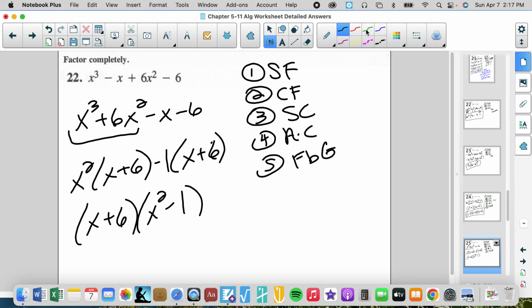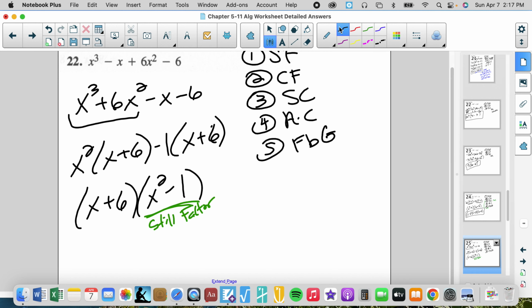We can still factor. So that is the difference of squares. So x plus 6 times the quantity x minus 1, x plus 1.